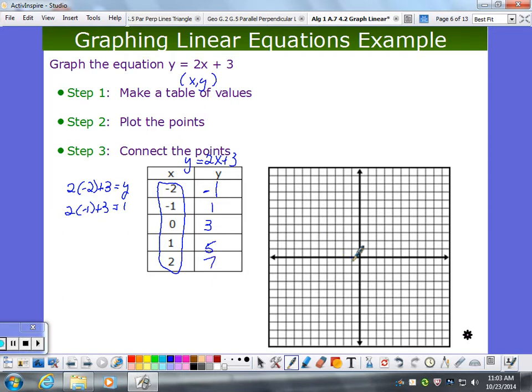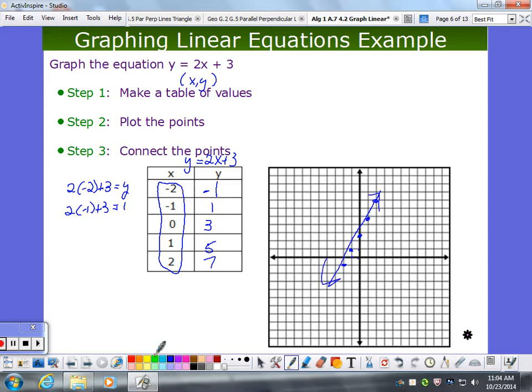So let's see, that's negative 2, negative 1; negative 1, 1; 0, 3; 1 goes up to 5, I'll count right here, and then 2 goes up to 7, right? We did this last time. And then you connect the points.